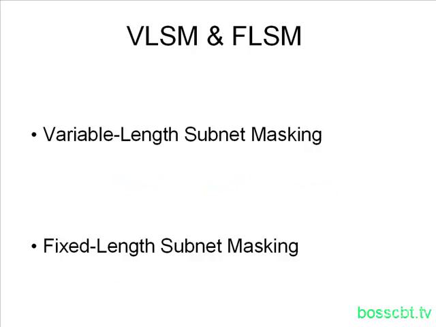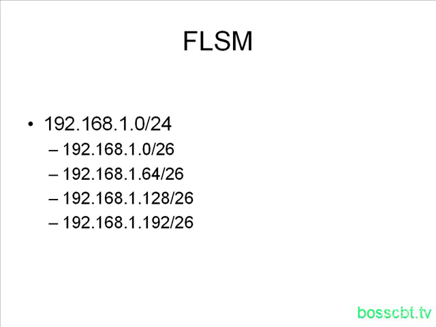Okay, so if we were to take a look, if we have this network here, 192.168.1.0, it's a /24, and if we take a fixed length subnet masking approach, you can see here we created 4 subnets, and they're each the same size. They each have a /26, meaning their subnet mask is going to be the same, which means they have the same number of host bits in each one.